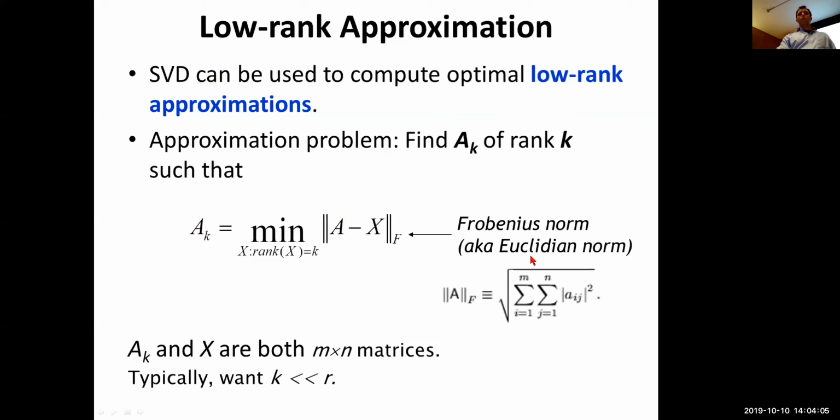Okay, so A, K, and X are both m by n matrices, and typically we want the dimensionality to be much, much smaller than the original dimensionality. So to go back to my example of this matrix that has these 3 dimensions, I could have the third dimension being very low variance, very little happens in that third dimension. So a 2-dimensional approximation of this 3-dimensional object would be a fine approximation.